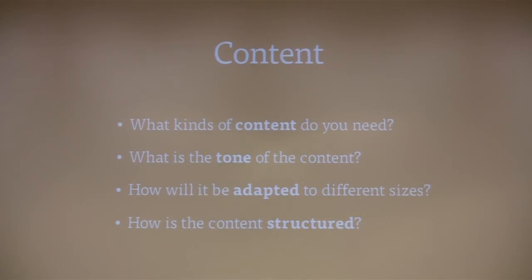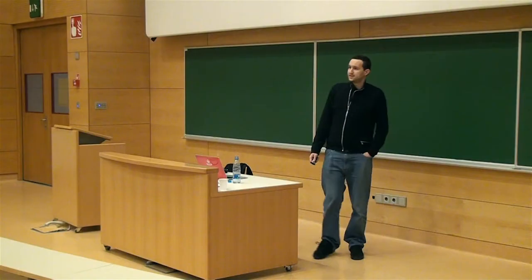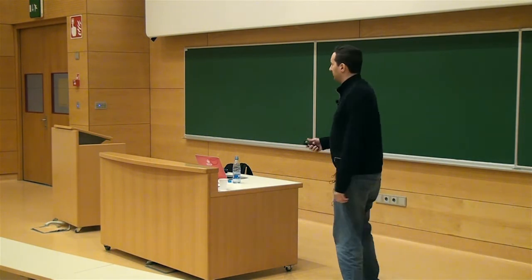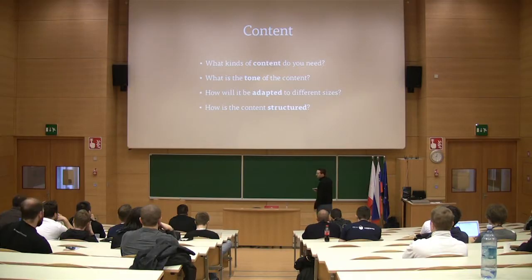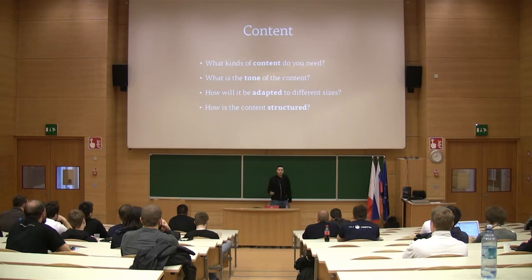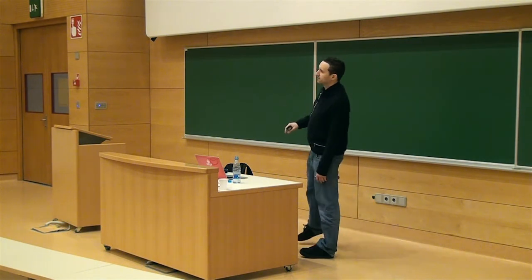What's the tone of the content? How will it be adapted to different sizes? So, for example, TV Guide in the States figured out that when a content writer is writing a review of a movie, they actually need to be writing 4 reviews. One long form, one shorter, one abstract, and one sort of just a title thingy.